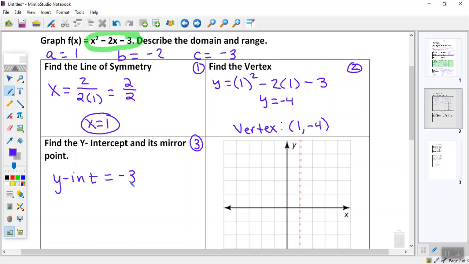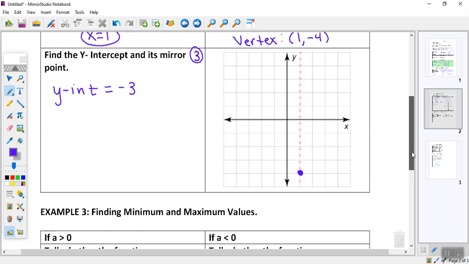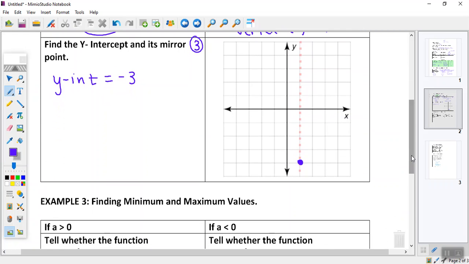So what this says is this, kids. It says find the y-intercept and its mirror point. Well, let's go plot that y-intercept of -3. So on the y-axis, where am I going? Down 3, right? Quick question. Where's its mirror point going to lie? 3. What specific coordinate?